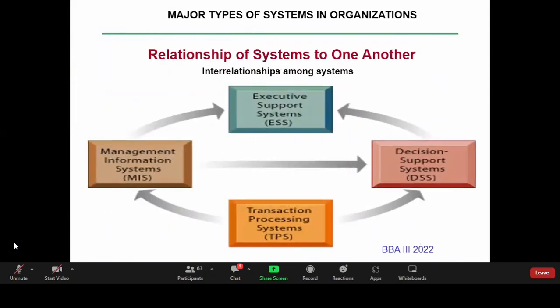Relationships of these systems to one another. I want you to look at how those arrows move. Who can explain based on how those arrows are denoted? Someone throw out some light there. Look at those arrows in regard to executive support systems, decision support systems, transaction processing systems, and MIS. What do those arrows represent? Look at them critically.